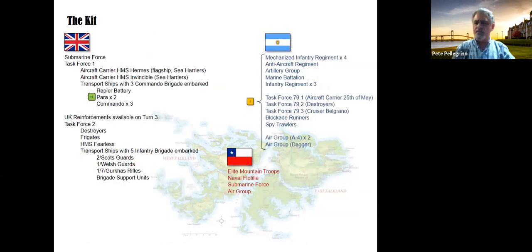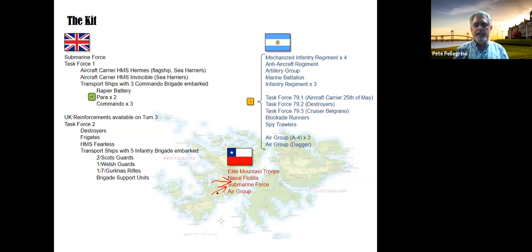So we've got to have some force, because after all, this is a military occupation and a military freeing them from this situation. So what do we have? Very basic outlines of the force that the British had available, the submarine force and Task Force One, and then reinforcements that weren't available until the third turn of the game, representing Task Force Two. Then on the Argentinian side, mechanized infantry regiments and so on. But something I want to point out here is the lack of specificity in some cases. Look at all the Chileans. What do they have? A naval flotilla and a submarine force. What does that mean? Well, it means what it means.